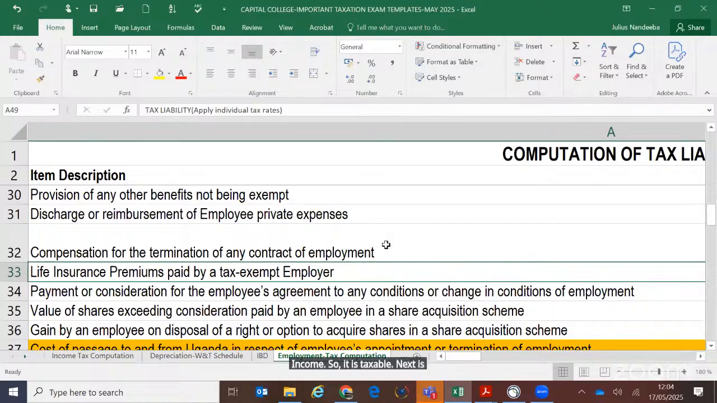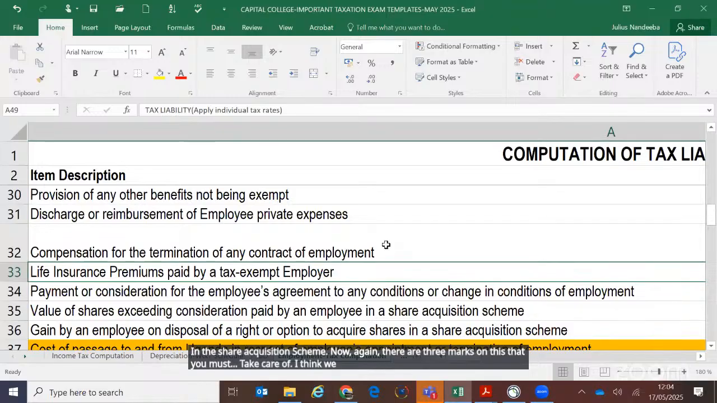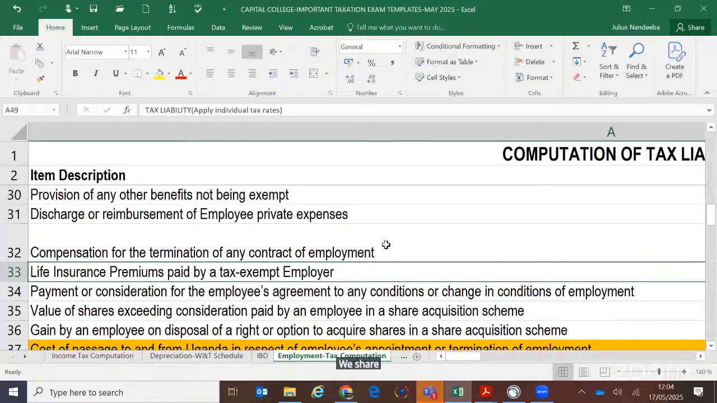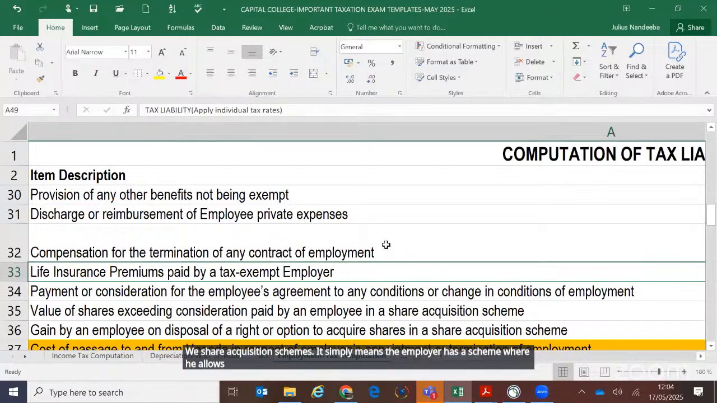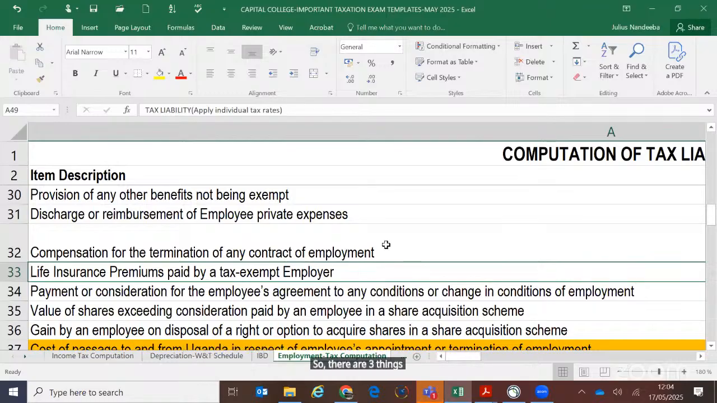Next is value of shares exceeding consideration paid by an employee in a share acquisition scheme. Now, again, there are 3 marks on this that you must take care of. I think I explained it to you. With share acquisition schemes, it simply means the employer has a scheme where he allows employees to be part of the shareholders. So there are 3 things that are examinable under Section 19 on employment income. And mark them. Because 2 of them are taxable and 1 of them is not taxable.